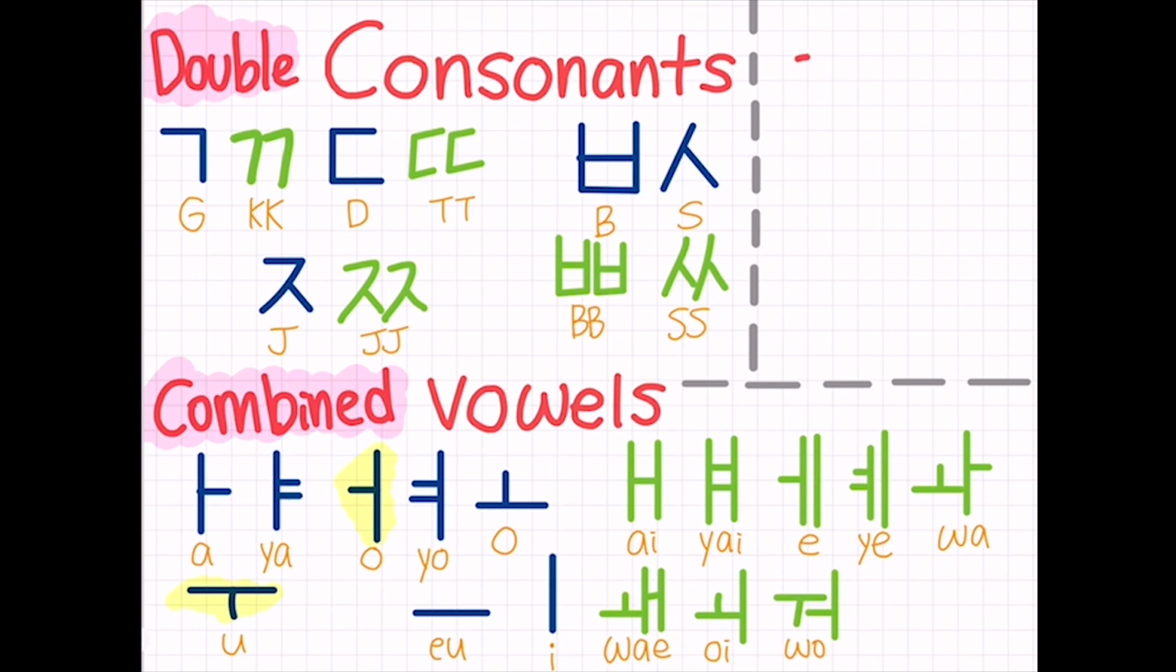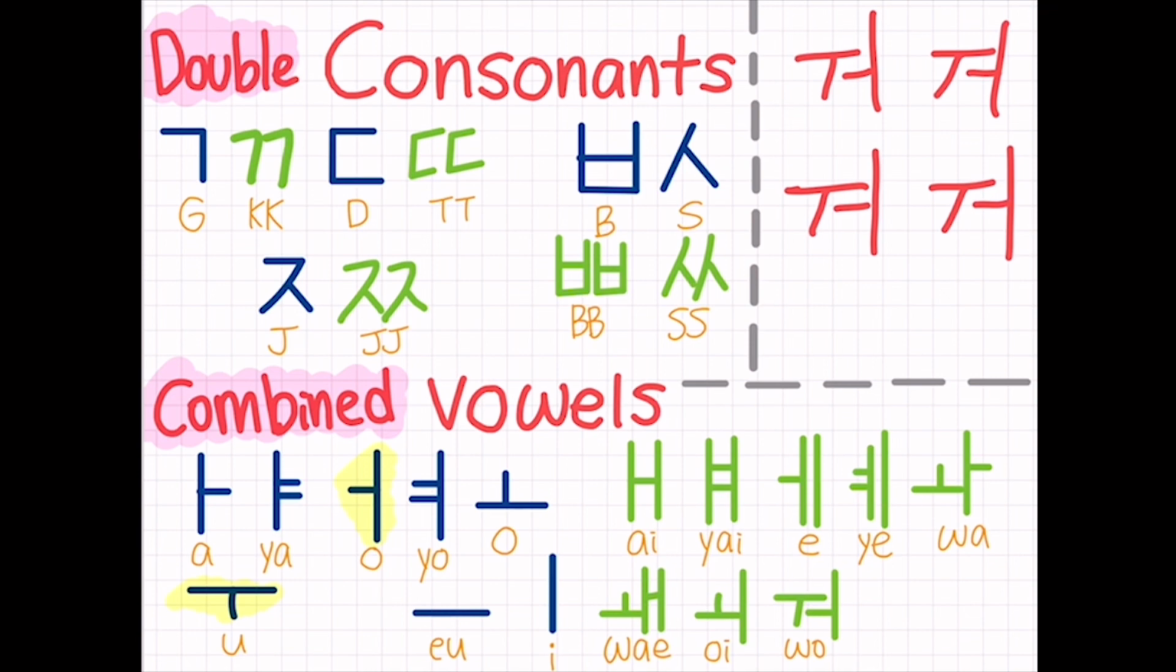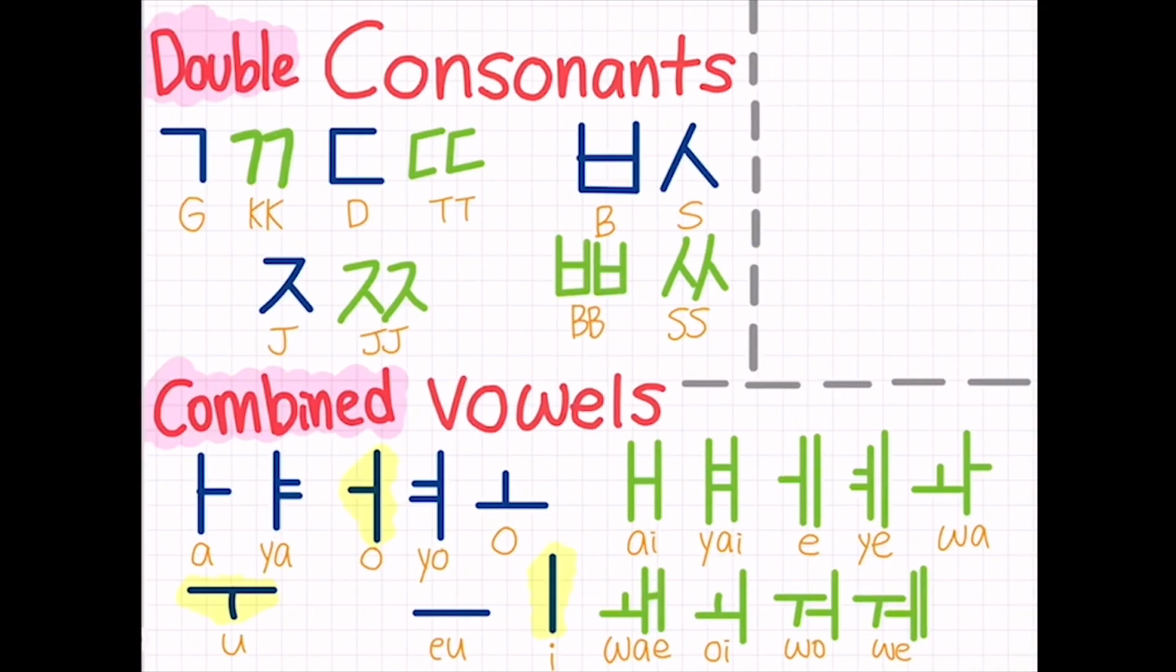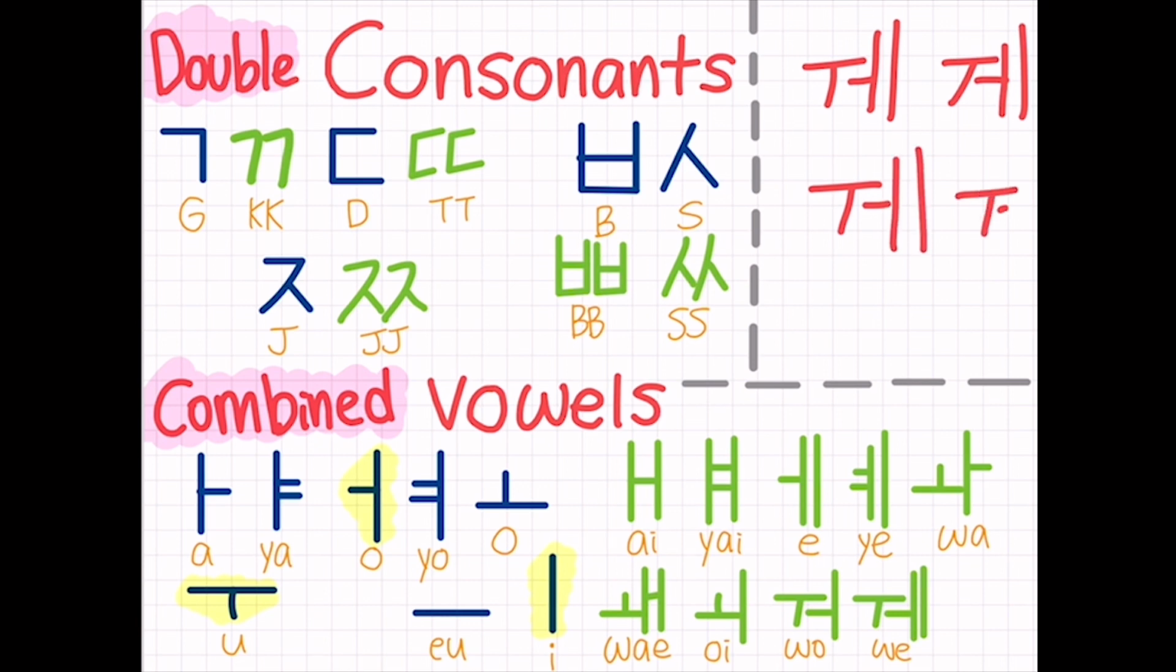Wae. Here we have three vowels combined, right? O, o, e, way. O, o, e, way.